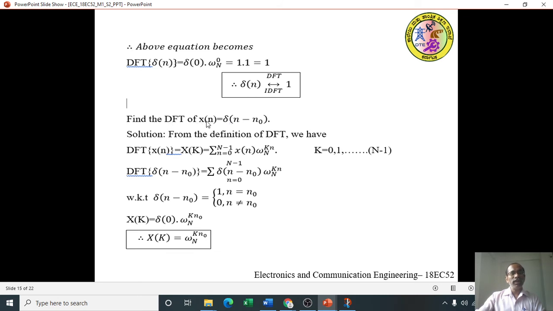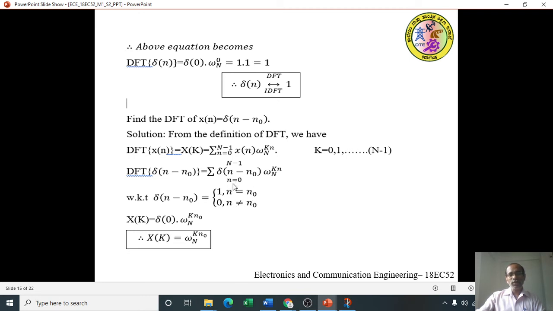To find the DFT of x of n is equal to delta of n minus n naught, a right shifted version of the delta function, write down your DFT formula. Wherever x of n is there, replace it by delta of n minus n naught, into omega N power kn. Now we know that delta of n minus n naught has a non-zero value of 1 only at n is equal to n naught, and 0 otherwise.